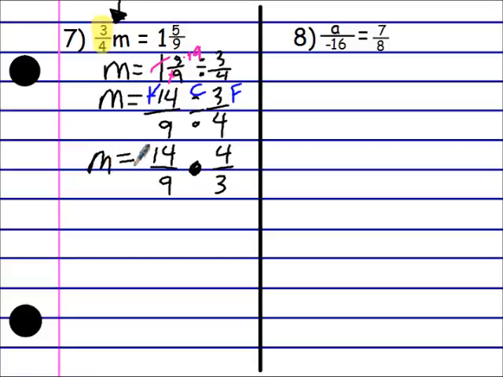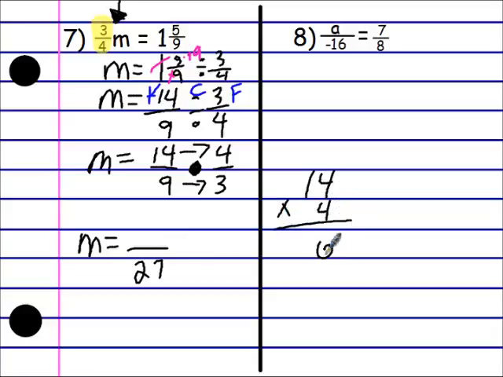Only after you keep, flip, change, only when you have a multiplication problem are you ready to cross simplify. Now, in this case, I don't have anything that can be cross simplified. So I'm simply going to multiply top times top and bottom times bottom. So 9 times 3 will give me 27. And now I need 14 times 4. 4 times 4 is going to give me 16. 4 times 1 is 4, plus 1 is 5. So I have 56 divided by 27.